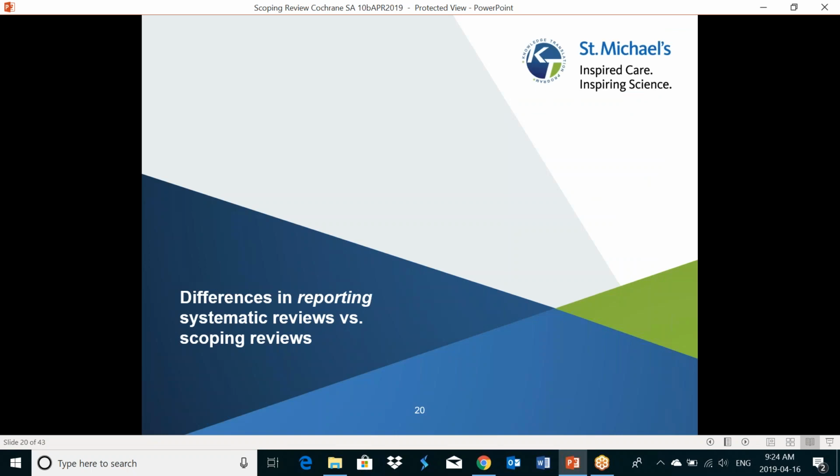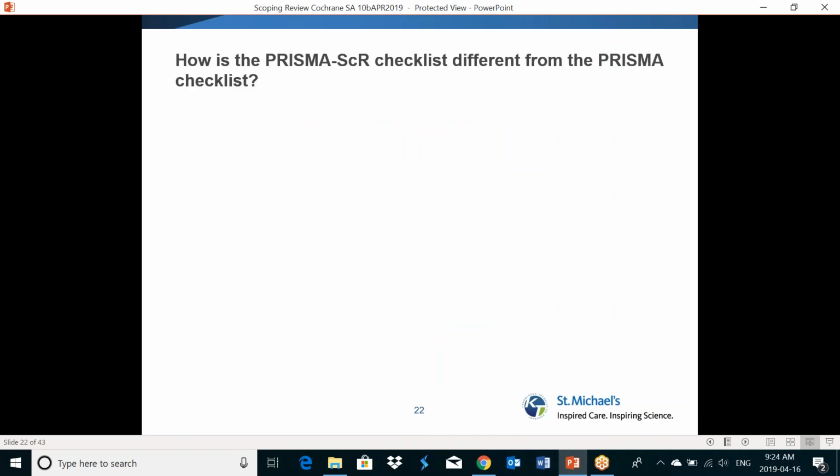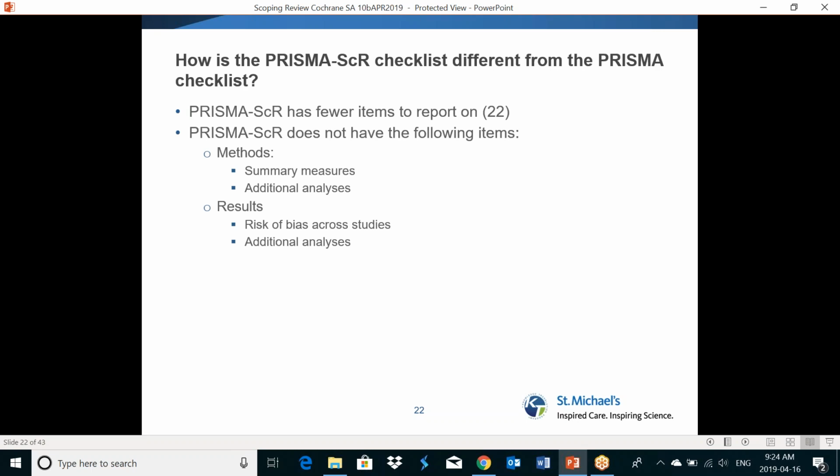So when we're thinking about the reporting of systematic reviews versus scoping reviews, there are some differences as well. For scoping reviews, we have the PRISMA extension checklist. This was published in 2018 in the Annals of Internal Medicine. How this differs from the original PRISMA checklist is that the PRISMA for scoping reviews has fewer items. We only have 22. And it doesn't have summary measures, or risk of bias and additional analyses in the results section. That makes sense because, as we mentioned, for scoping reviews, we typically don't conduct any meta-analysis or quantitative synthesis, and we typically don't do risk of bias or methodological quality appraisal.